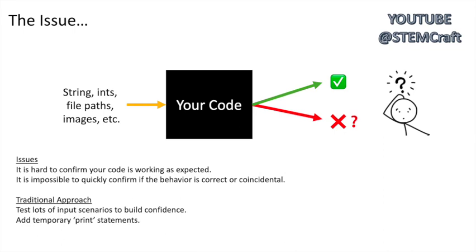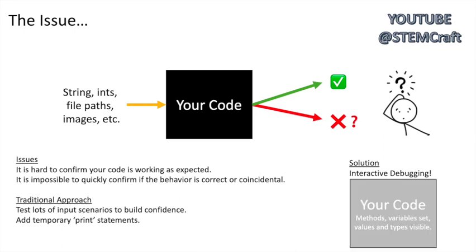You don't need to do that when using interactive debugging in VS Code. So the solution here is we use interactive debugging, and this is now the code box that we've got up here, but you can see now maybe we've started to uncover the methods that are in, the variables that are set, and this is all interactive, so it will update in live time. The values and types are all visible.